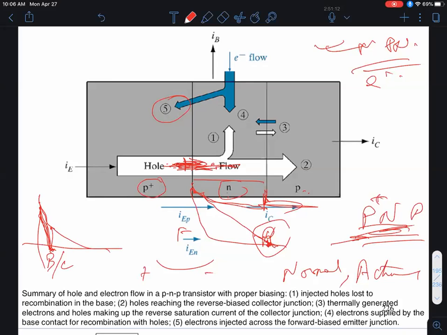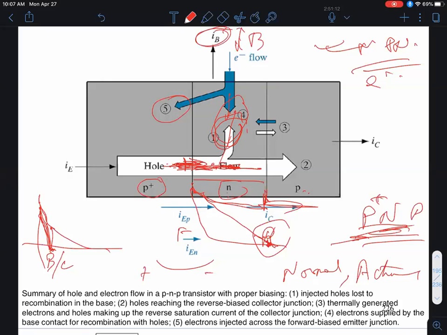All right? Now, unfortunately, what happens is, as you inject these holes, not every hole survives the journey, even if the base is made very narrow. Some of the holes would recombine with electrons, and that is this recombination current. So these injected minority carrier holes are recombining with the majority carrier electrons, as shown over here, okay? So that's recombination in the base. That's one component of this current at the base, IB.